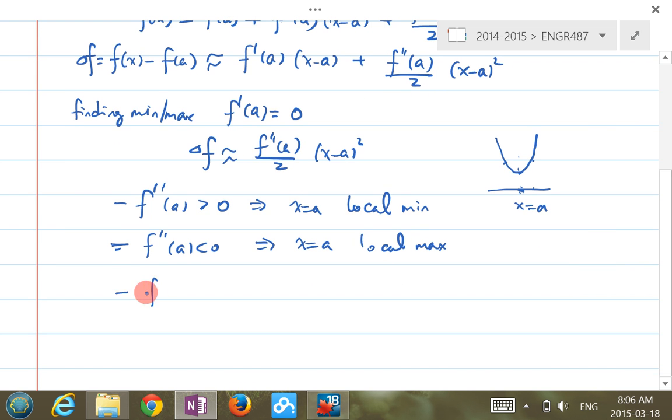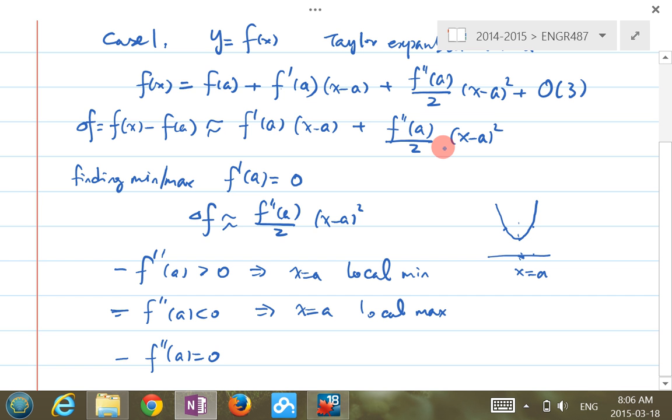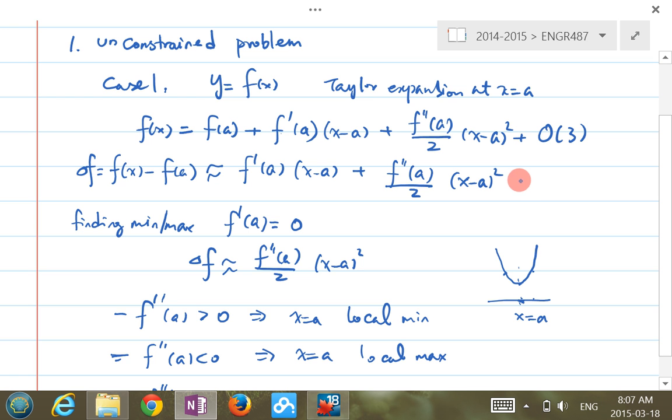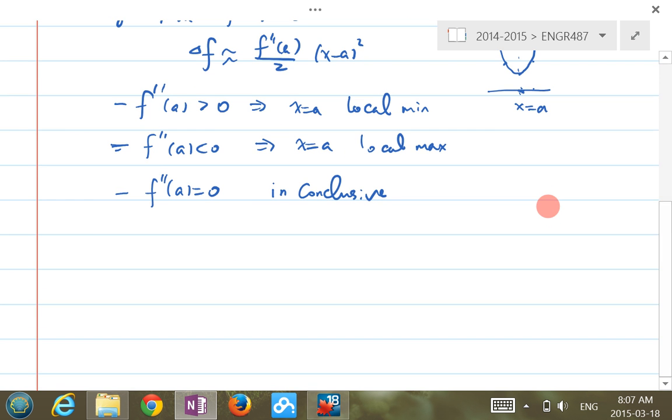There's another extreme case, if this is 0. If this is 0, that means the approximation delta f becomes 0, so you can't tell anything. If you want to know what happens, you would have to look at an even higher order, a third derivative. So when this is 0, it's inconclusive, and you can't make a conclusion. That's the single variable case for unconstrained problems.